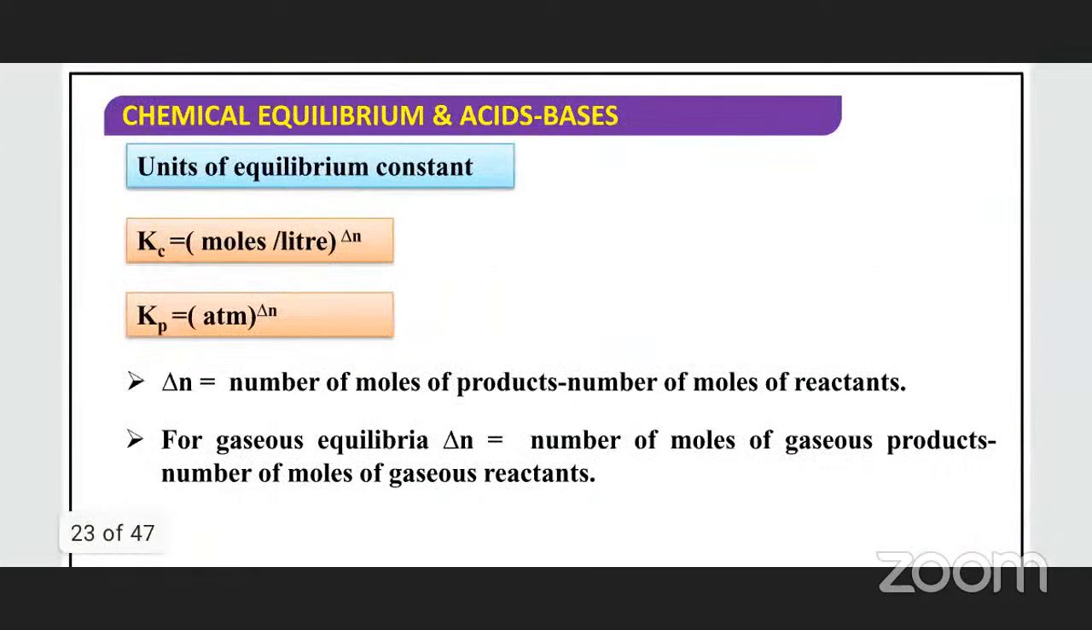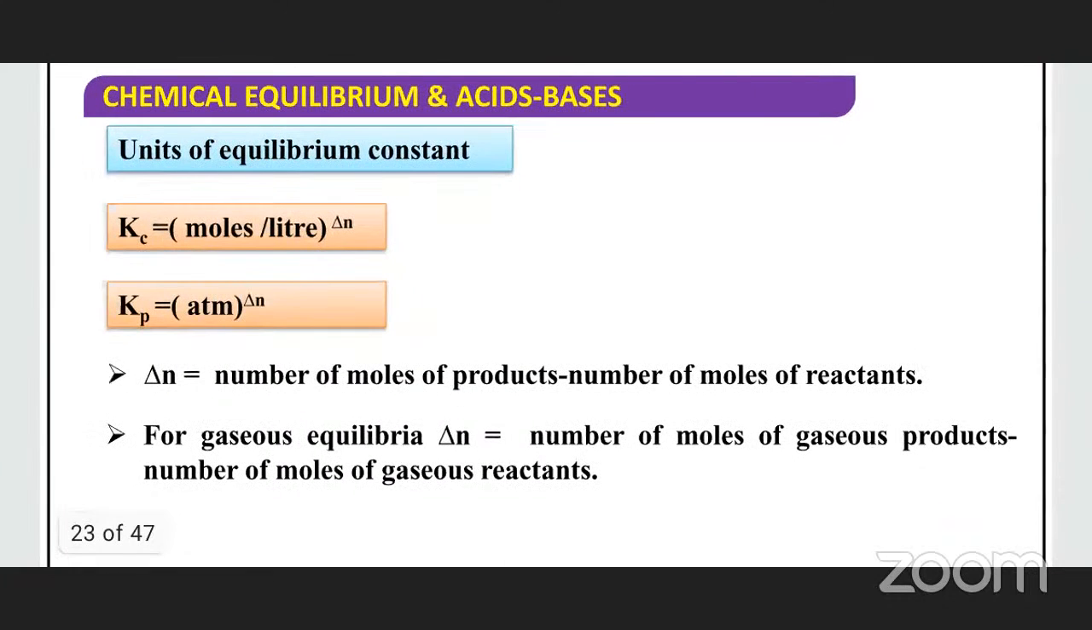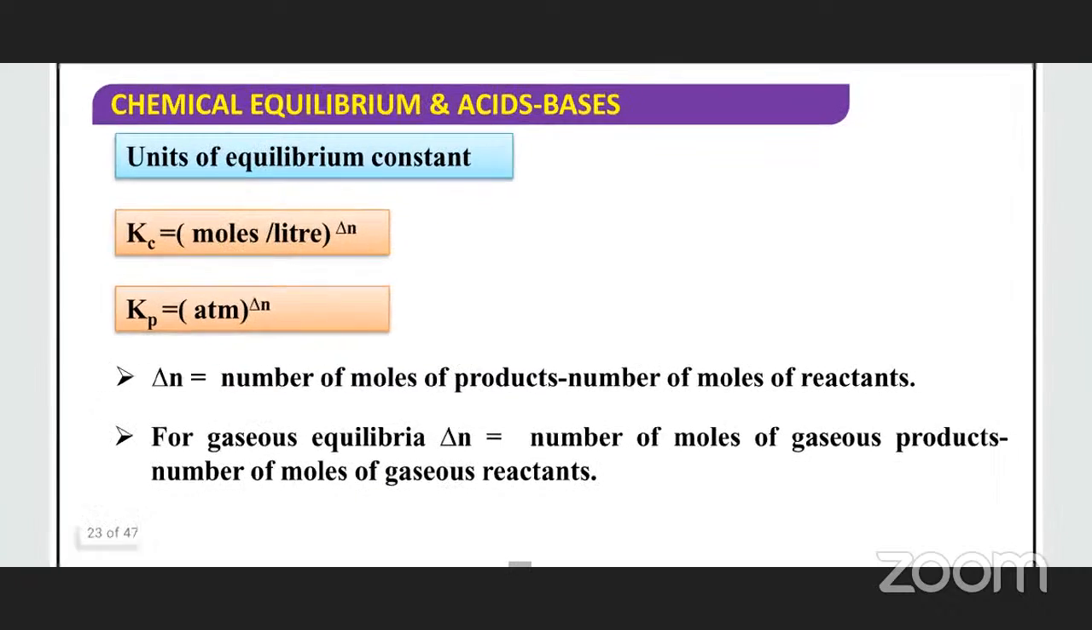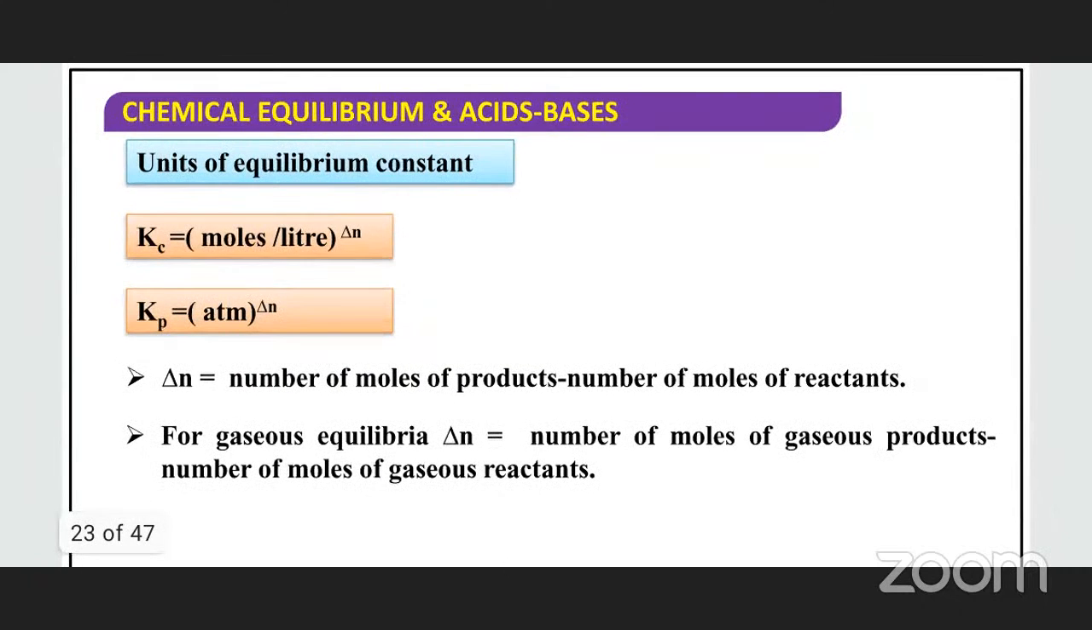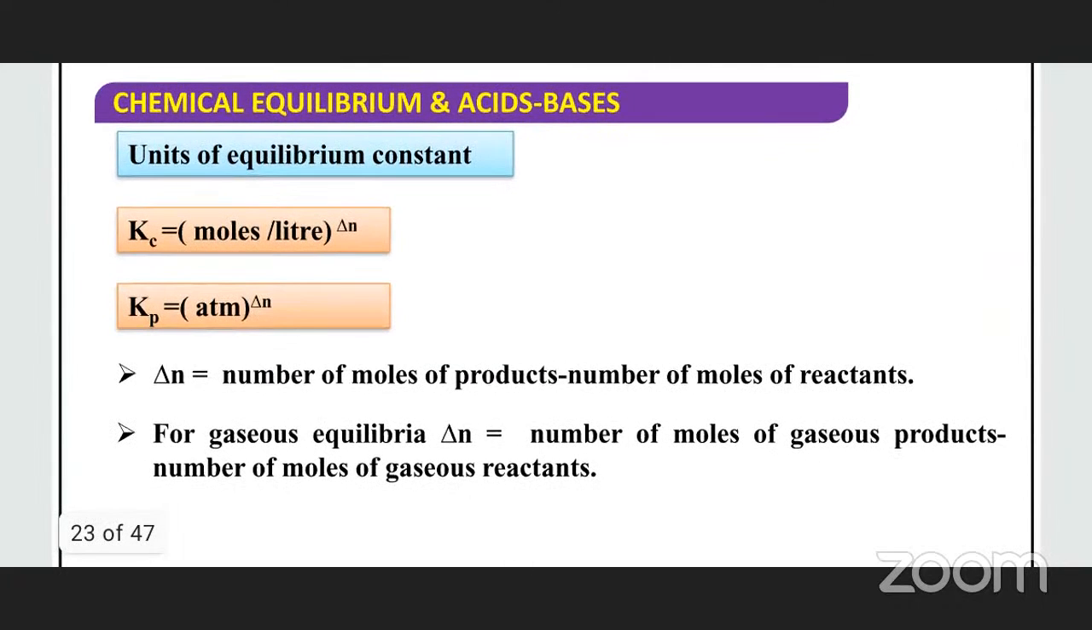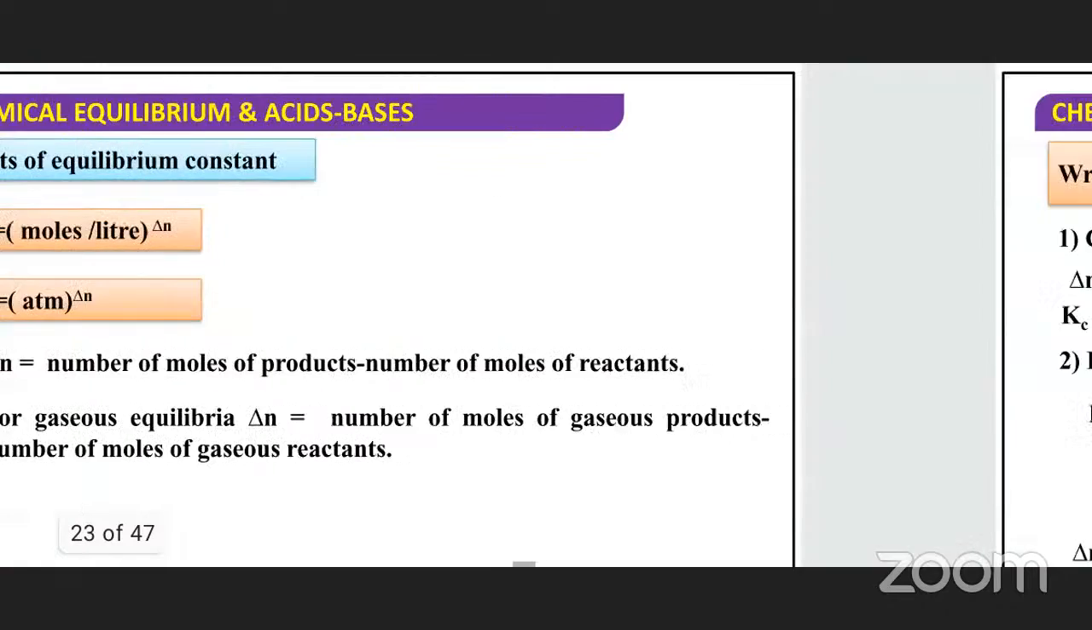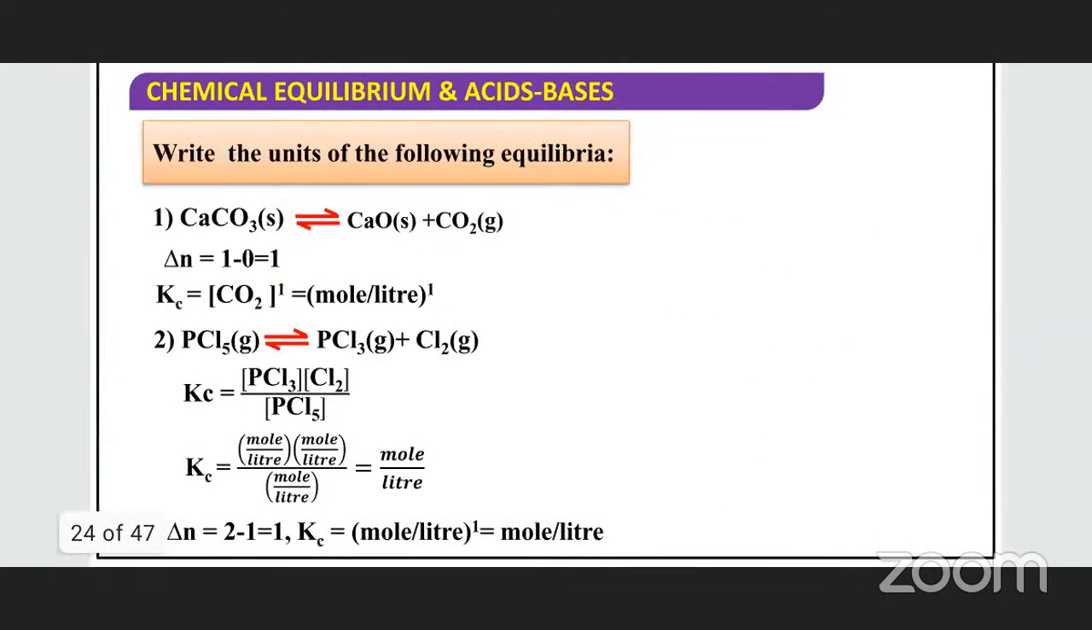Units of equilibrium constant. Kc units: mole per liter to the power delta N. Kp units: atmosphere to the power delta N. Delta N is equal to the number of moles of product minus the number of moles of reactant. For gaseous equilibrium, delta N is equal to the number of moles of gaseous product minus the number of moles of gaseous reactant.